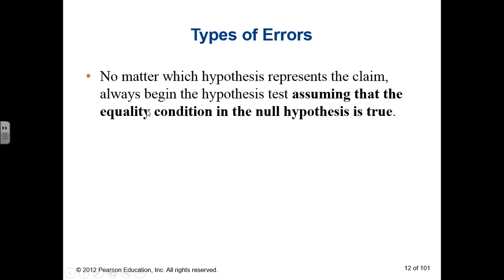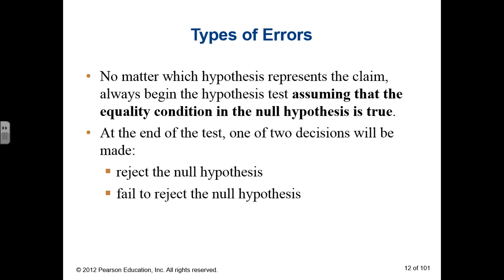No matter which hypothesis represents the claim, the theory of hypothesis testing begins with we always assume the null is true, and we're trying to either find enough evidence to support that or there is not enough evidence to support that. In the end of the test, only one of two decisions will be made. We'll reject the null hypothesis, or we fail to reject the null hypothesis.